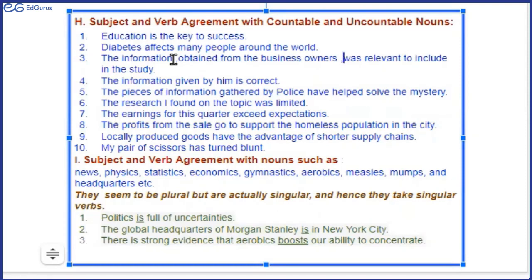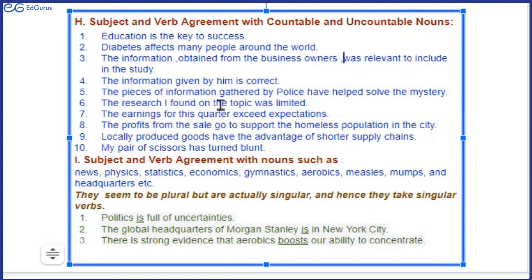Is that clear? Sometimes you get such long sentences where there are fragmented phrases. So you have to read the sentence time and again and find it. So here it is, the information was relevant. The information is a singular subject and singular verb was has been used. Now, the information given by him is correct. Again, the information is a singular subject. It is uncountable, so a singular verb has been used.